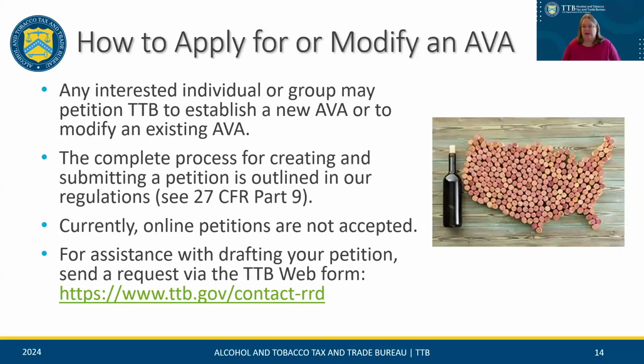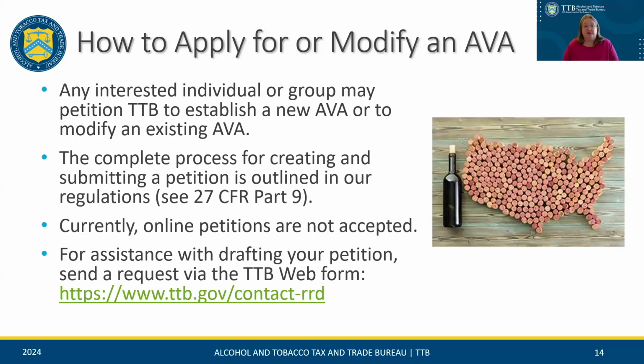AVAs are only established when someone submits a petition. The neat thing about AVAs is that anyone can submit a petition to TTB to establish a new AVA or to modify an existing AVA, such as making it a little bit bigger or making it a little bit smaller. You do not have to have any association with the wine industry in order to submit a petition to TTB.